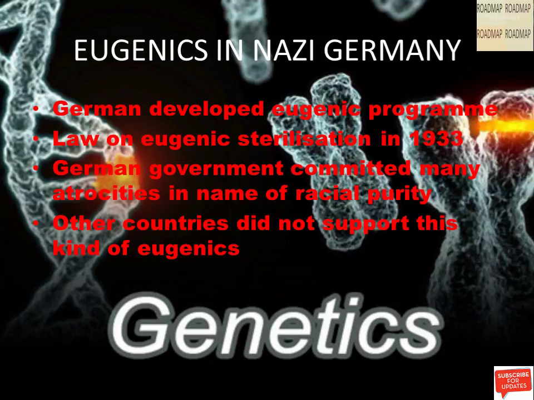So the German government committed many atrocities in the name of racial impurity. Other countries do not support this kind of eugenics as the Germans supported in the name of racial purity. So this is about eugenics in Nazi Germany. In this video we learned about eugenics, what eugenics is, then eugenics in Nazi Germany, and then the different patterns of inheritance.